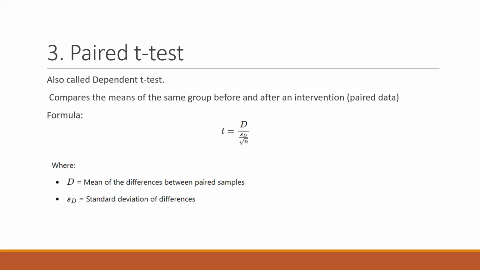Now we come to the paired t-test, which is also known as dependent t-test. It compares the means of the same group before and after an intervention. So the number of people or the group of people is going to be the same, but there is going to be a difference in time or an intervention between the two measurements. So this is the formula in which d̄ is equal to the mean of differences between paired samples, and SD is the standard deviation of their differences.